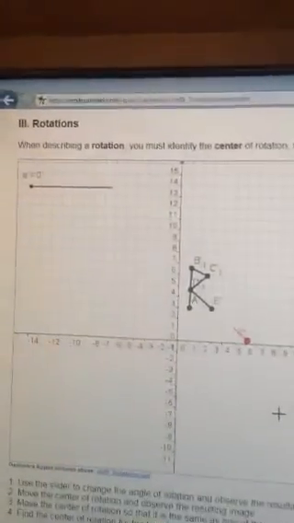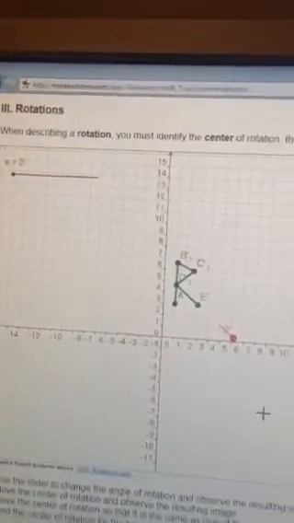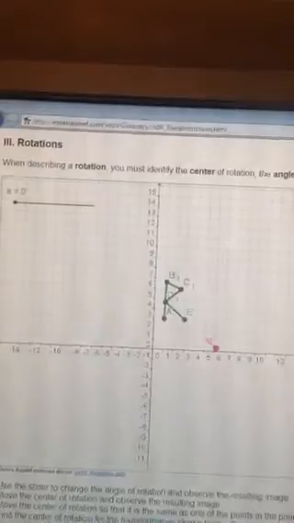All right, last isometry is rotation. Rotation also doesn't change the shape. It's reliant upon 3 things: identifying the center of your rotation, the angle of your rotation, and the direction of your rotation. Here we go. Let's take a look at this.